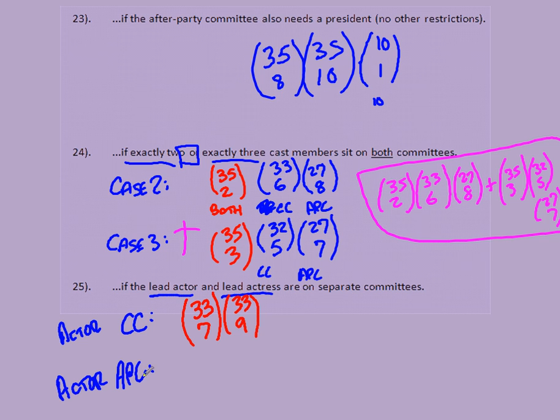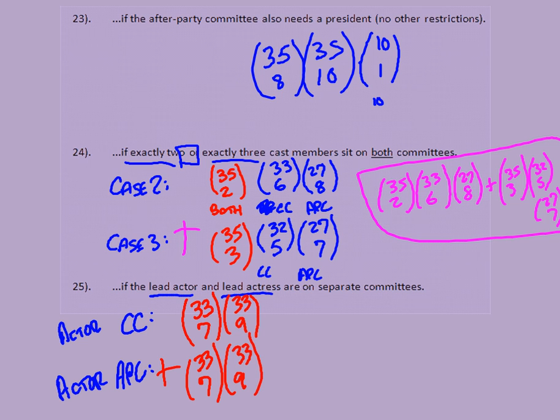Now, if the actor's on the after party committee to begin with, that just means the lead actress is on the other one. So we're still going to have 33 people to choose from. We still need 7 more for the first, and we still need 9 more for the second. So in these cases, I'd be adding them up. Now, there's another way you could solve this that I just thought of.